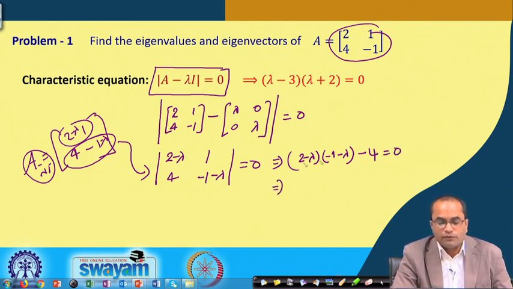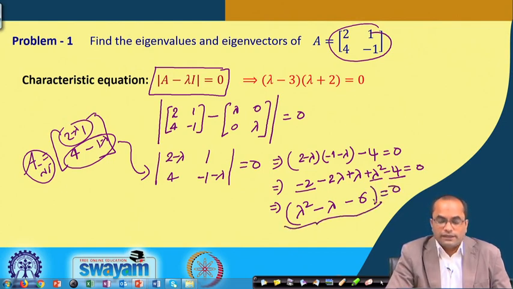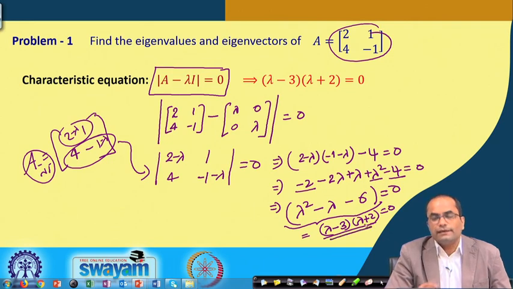So, we can get this product that will give minus 2, and then here minus 2 lambda plus lambda, and plus lambda square, and then we have minus 4 is equal to 0. So, we get this minus 6 here, and then we have this lambda square, and then we have minus lambda. So, this is the characteristic equation which we can factorize easily, and that is lambda minus 3 and lambda plus 2 is equal to 0.